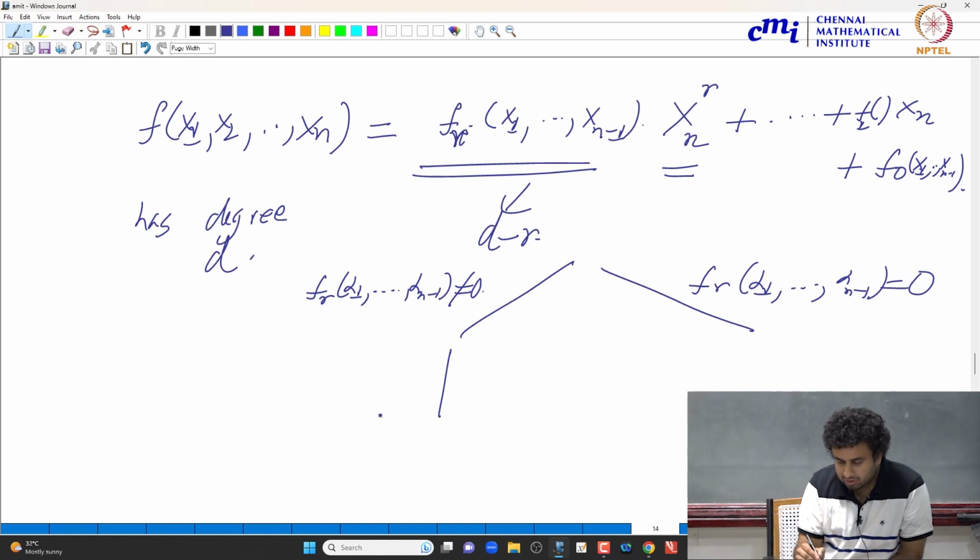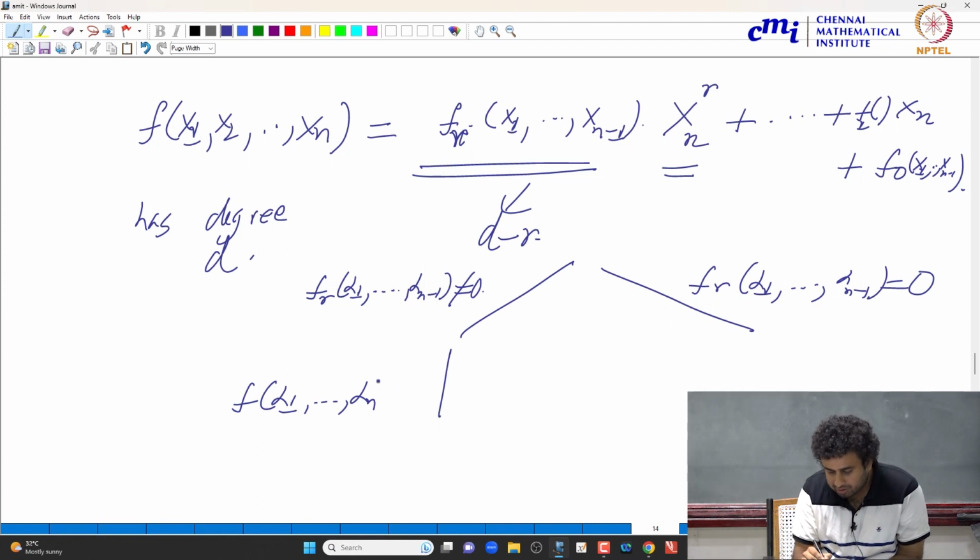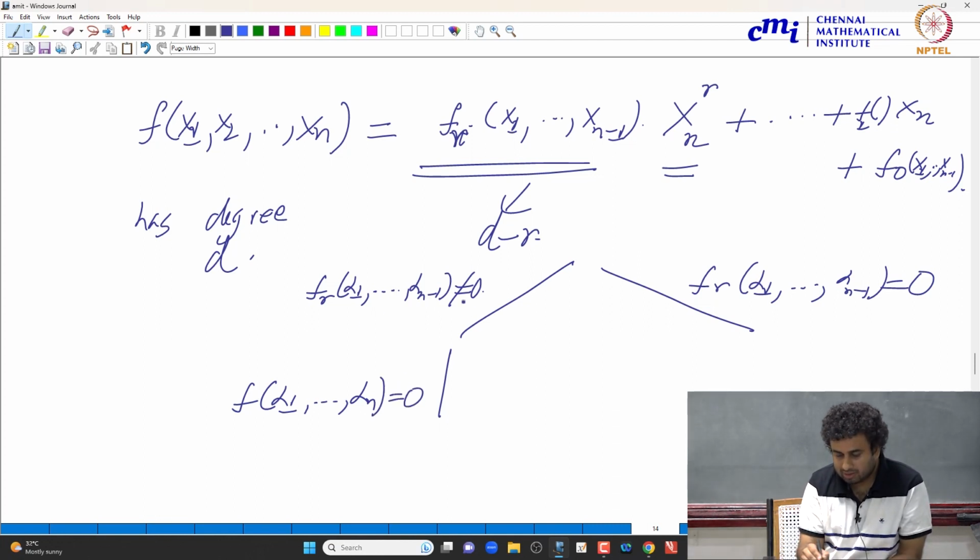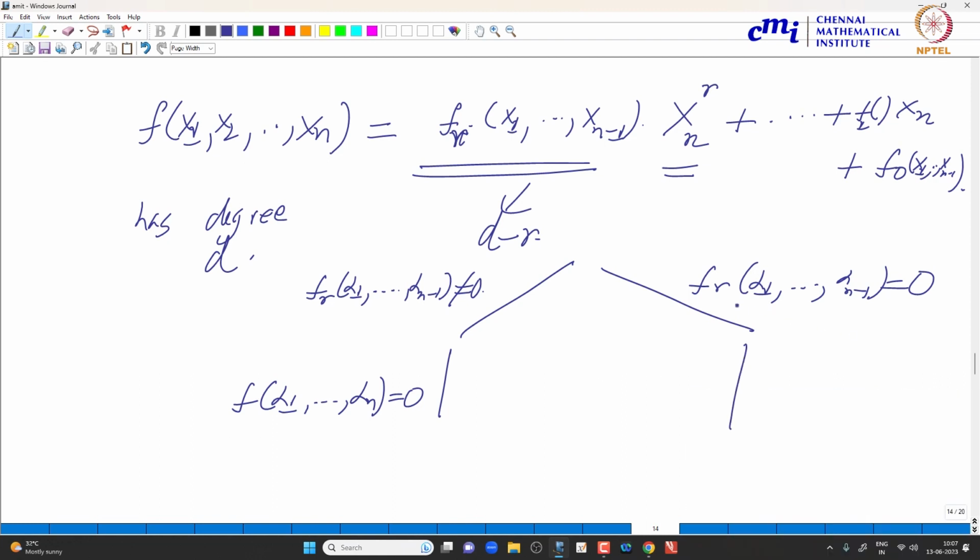If it is non-zero, then f of alpha 1 to alpha n can be 0 conditioned on the event that this was non-zero. And similarly, if it is 0, then you also have to estimate the probability that after you substitute alpha n, it remains 0. These are the two ways it can be 0. So we are splitting the event into these two paths. So what is the probability that f_r of alpha 1 to alpha n minus 1 is 0?